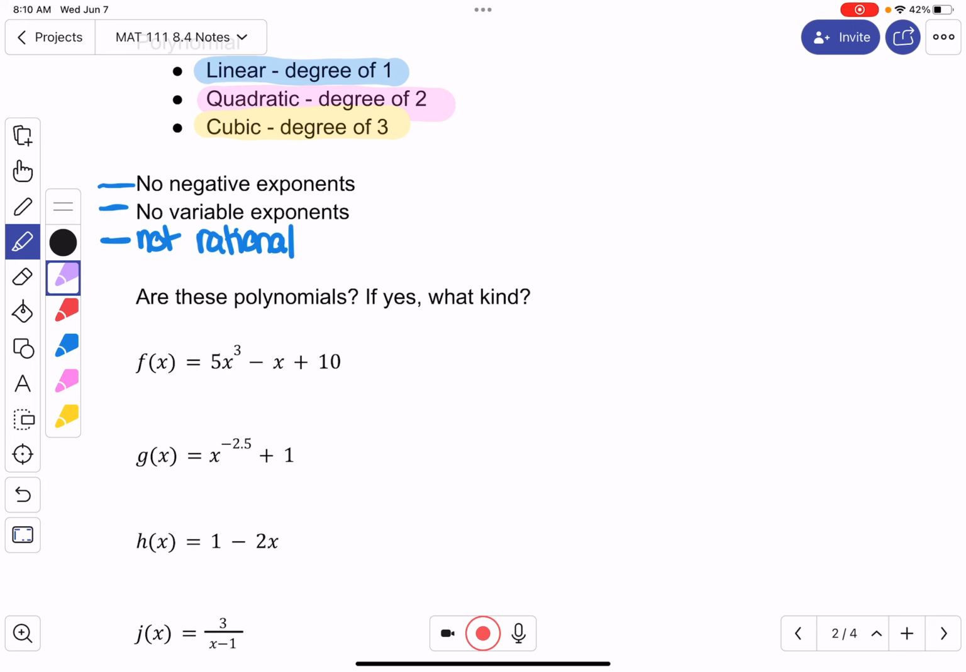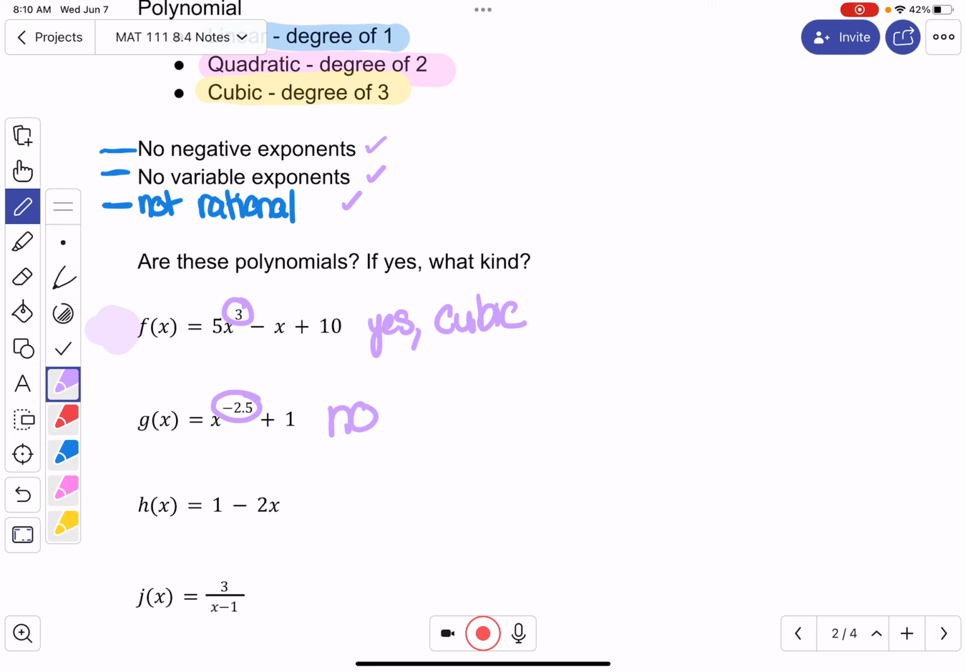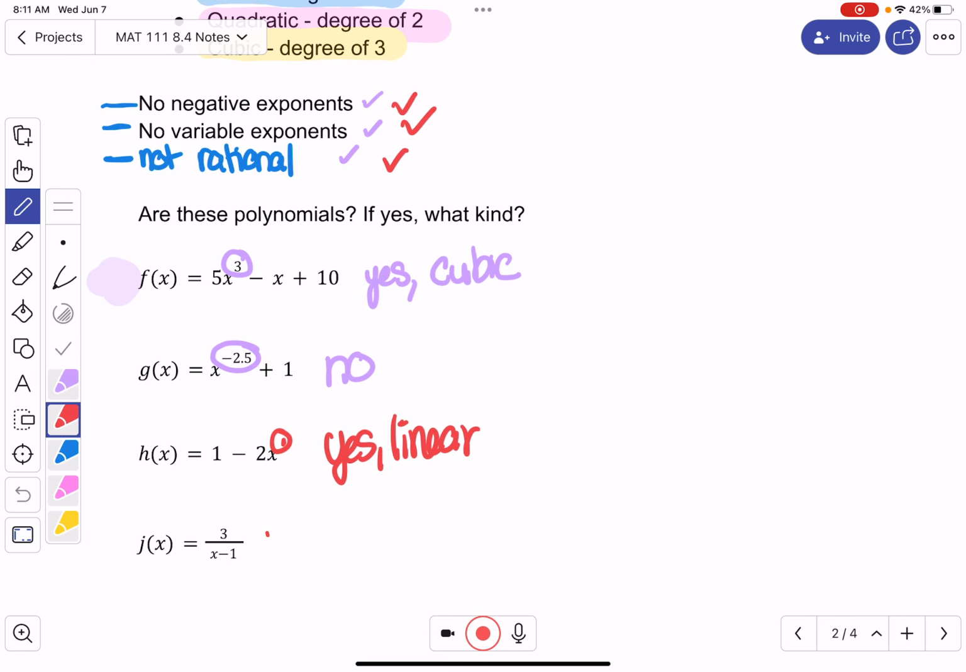So let's look at some. F of x does not have a negative exponent, does not have a variable as an exponent, is not rational, so yes, it's a polynomial. The highest exponent is 3, so it's cubic. Let's look at g. We have a negative exponent, so already we know it's not a polynomial. It can still be a function, it's just not a polynomial. Looking at h, we have no negative exponents, no variable exponents. It's not rational. The highest degree is a 1 because it's not there. So this one is linear. And then j of x, we have x on the bottom, so it's rational, so it's not a polynomial.